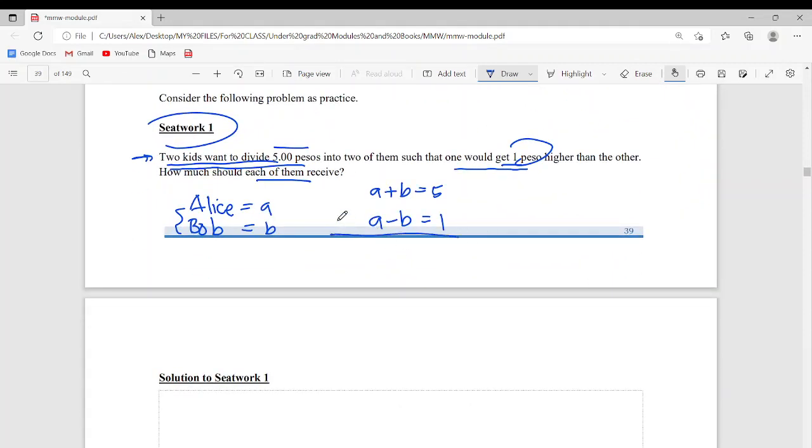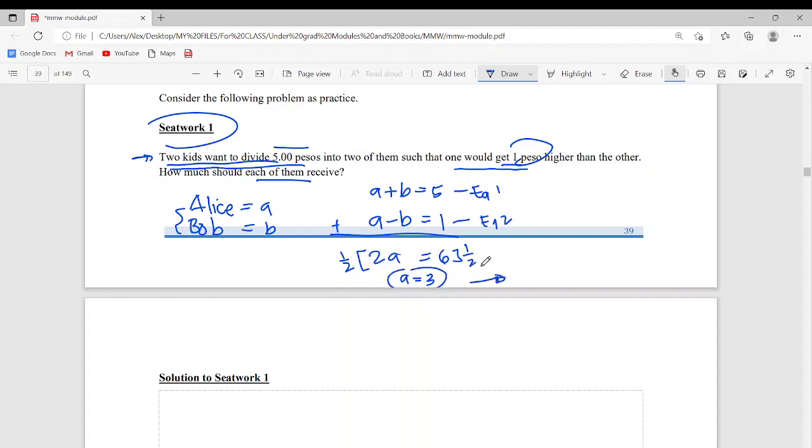As we can see here, if we add both equations, let's name them equation 1 and equation 2, we get 2a equals 6. If we multiply both sides by 1/2, we get a equals 3.